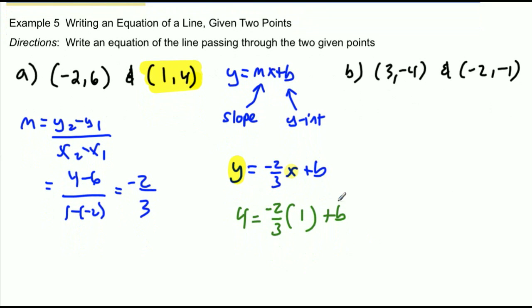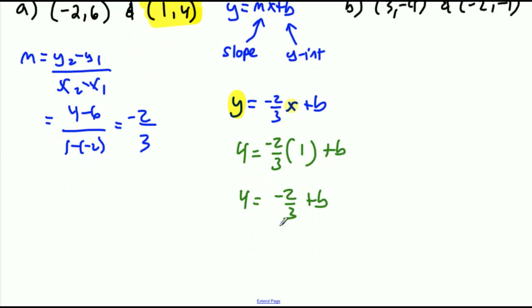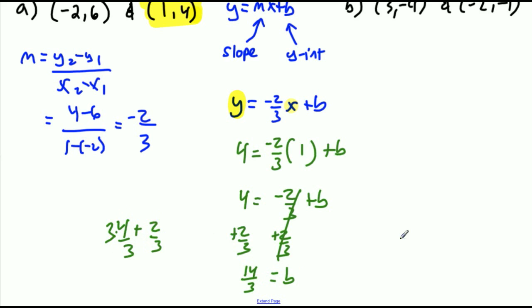Now let's solve for b. 4 equals negative 2/3 times 1, which is just negative 2/3, plus b. Last step is to add 2/3 to both sides. So b equals 4 plus 2/3. You might want to do this on the side. I want this to have a third as well, so I have to multiply 4 by 3. 3 times 4 is 12, plus 2 is 14, so that's 14/3.